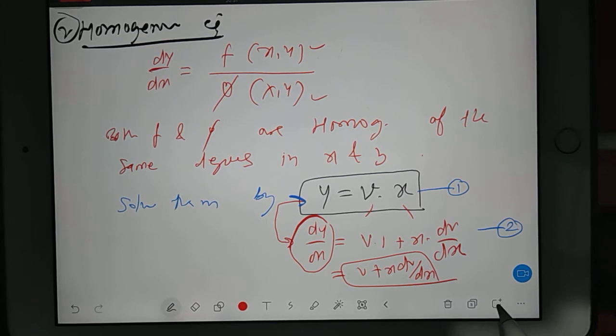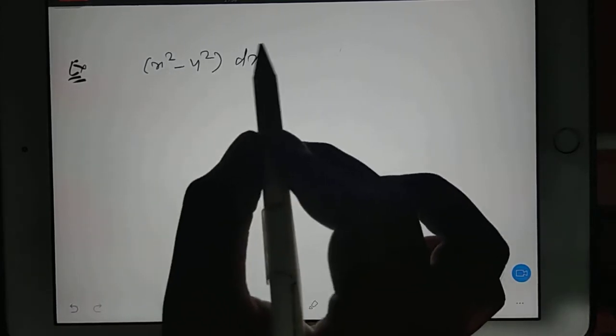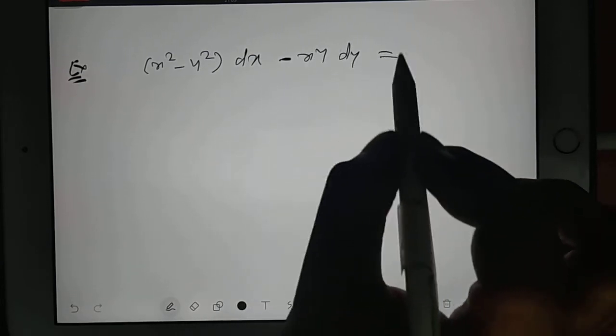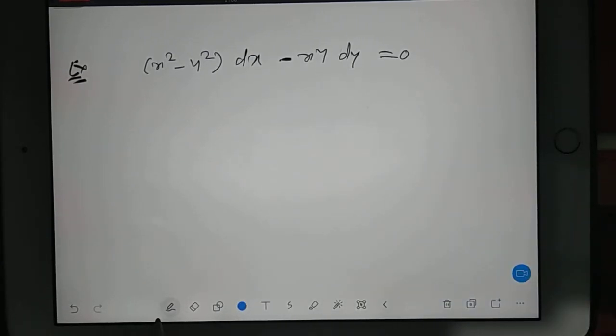I'll change the page. Take down the example. You see the example: x square minus y square dx minus xy dy is equal to 0.